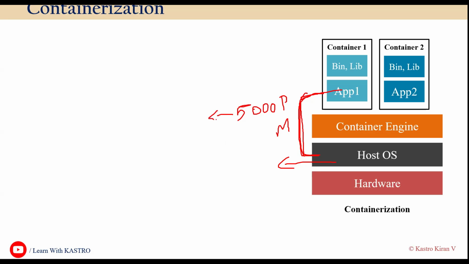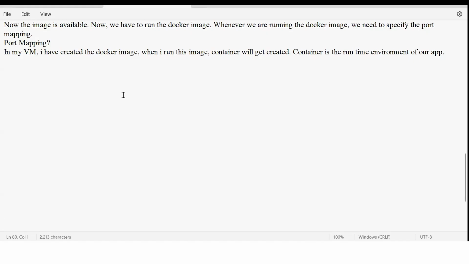Whenever we recreate the container, let's say I kill this container and create a new container, there is always a chance that this container's port number will get removed, will get deleted. So for that reason, we are going to map the host port number with the container port number. Now, how to do this port mapping?